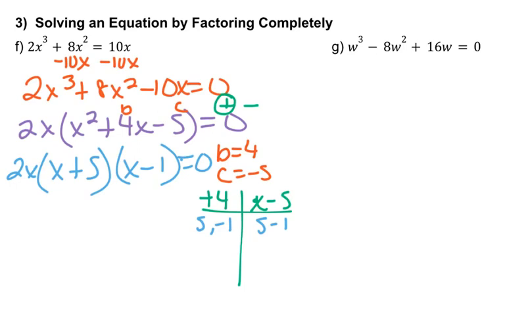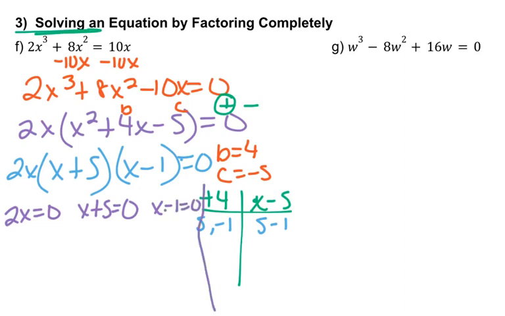And since we're solving, I believe in the book they want you to go ahead and solve, so it wants you to find the roots. I would have 3 of them for this one. You would have 2x equals 0, x plus 5 equals 0, and x minus 1 equals 0. And this would just be x equals 0. This would be x equals -5, and this would be x equals 1. So those 3 would be your answers.